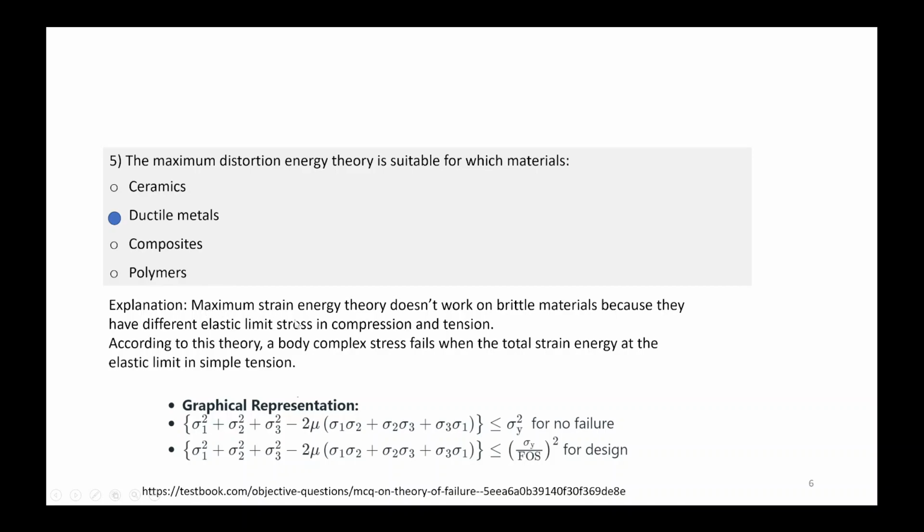And maximum strain energy theory doesn't work for brittle materials because they have different elastic limit in compression and tension. According to this theory, a body under complex stress fails when the total strain energy at the elastic limit is reached in simple tension. This is the graphical representation.